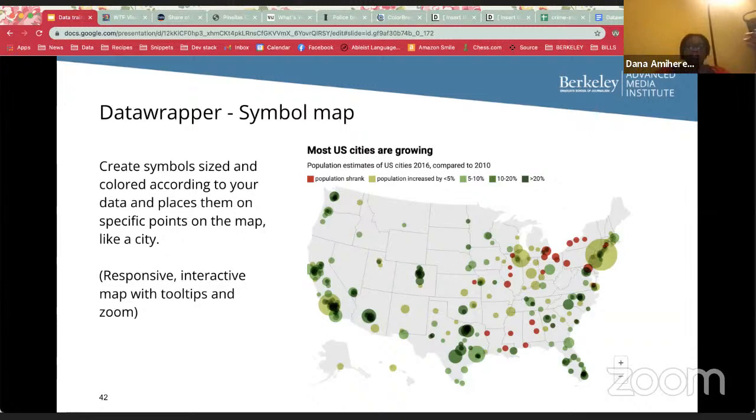And in this case, they also added color as a category for talking about different types of things as well. And again, this symbol map, same as the choropleth map, looks good on a phone, is interactive, has tooltips, and can zoom.